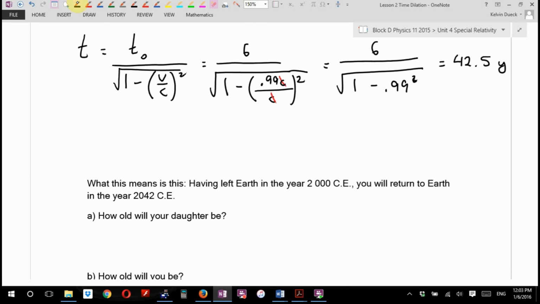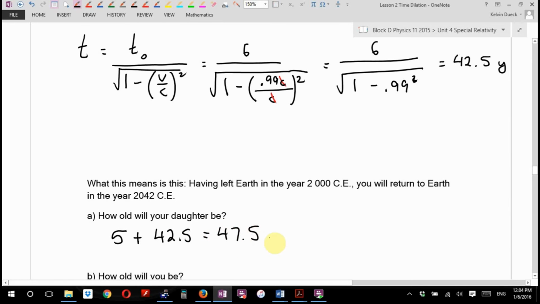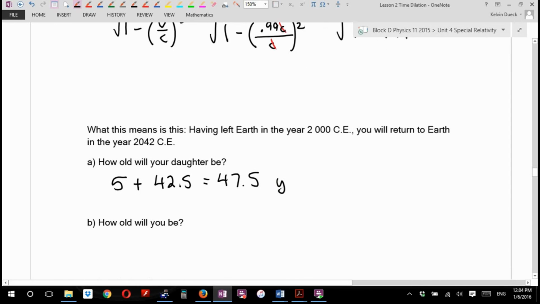So, how old was your daughter when you left? 5. How many years have passed on the Earth? 42.5. How old will your daughter be? 47. How old were you when you left? 30. How many years passed for you? 6. How old will you be? 36. You will be younger than your daughter, and there's absolutely nothing wrong with that.